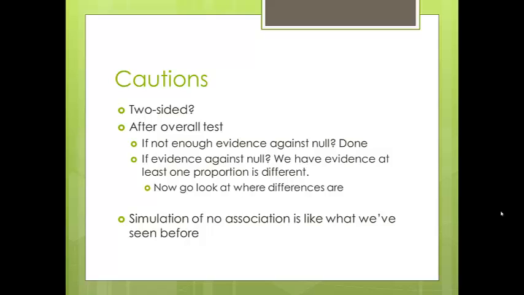A couple of other words of caution. What do we do now if we have evidence against the null hypothesis? We're going to do some sort of follow-up analysis. Another Learning Goal video will talk about that. If you don't have evidence against the null hypothesis, you're done. We don't have evidence of an association. If you do have evidence of an association, go try to find out where that association is. We'll talk about that in other Learning Goal videos. Finally, remember the simulation of no association is very much like what we've seen before.